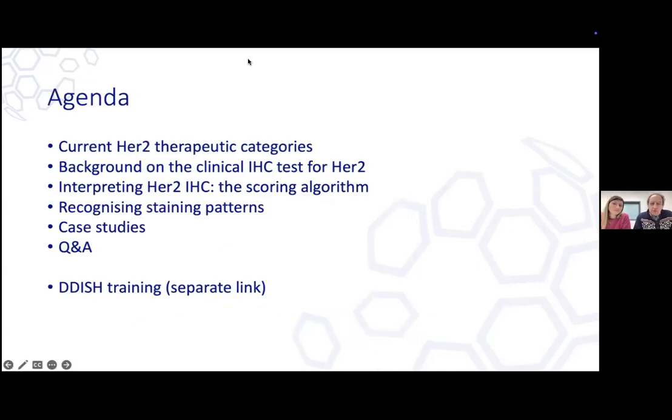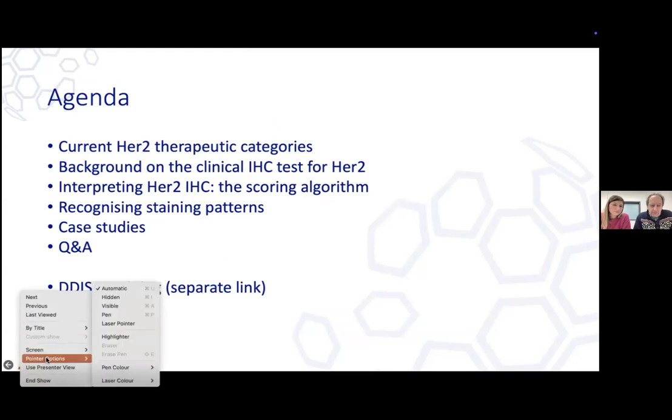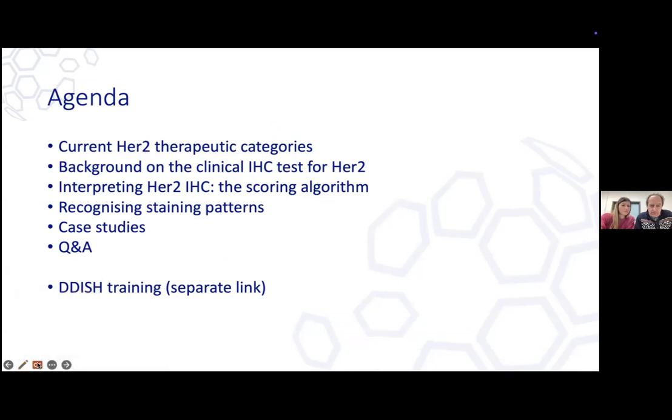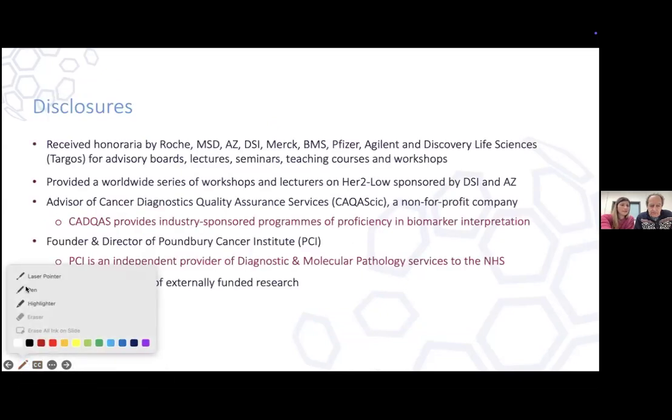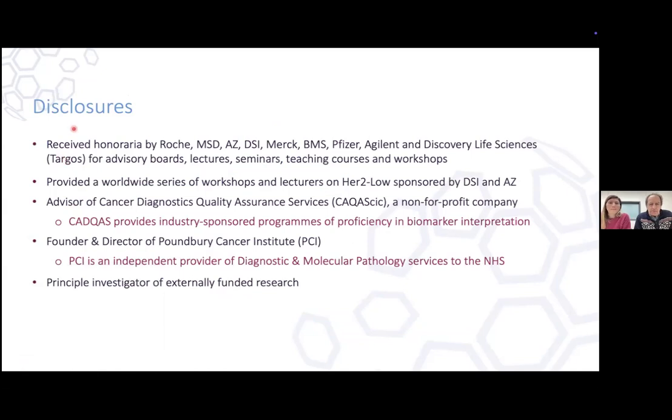So we're going to go through, let's put a nice pointer. How do you put a pointer here? Very good, laser pointer, laser pointer.